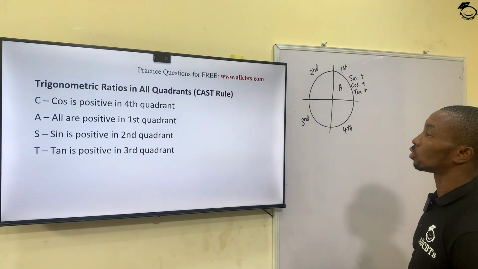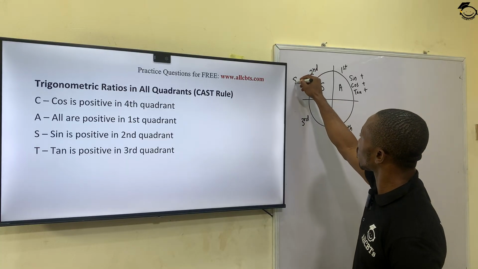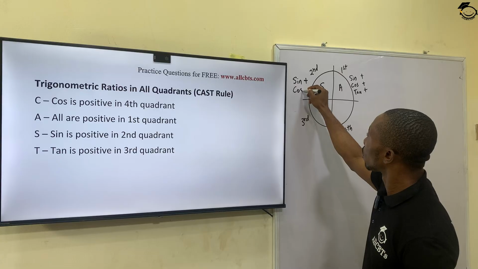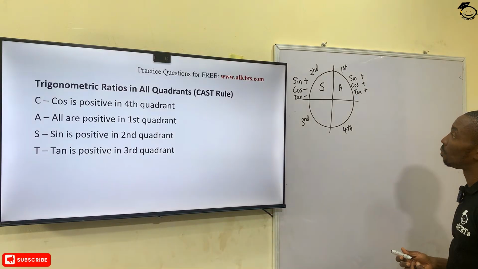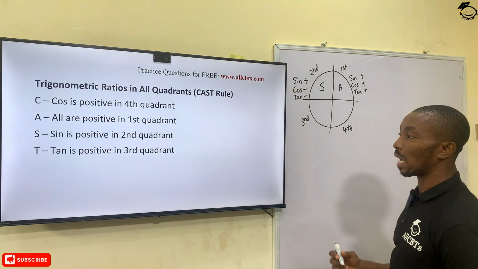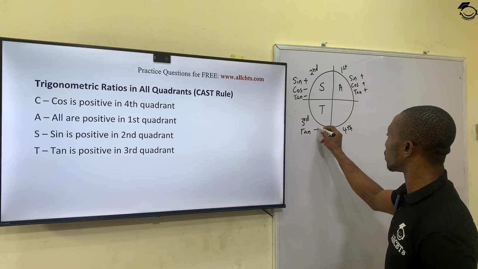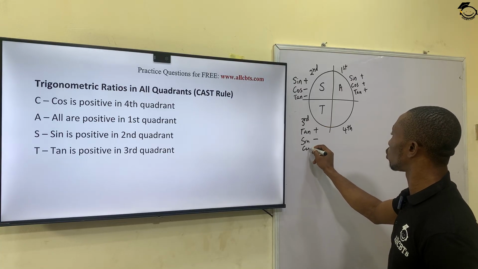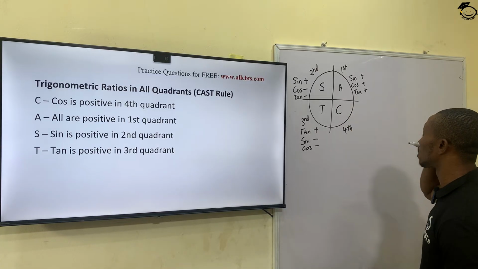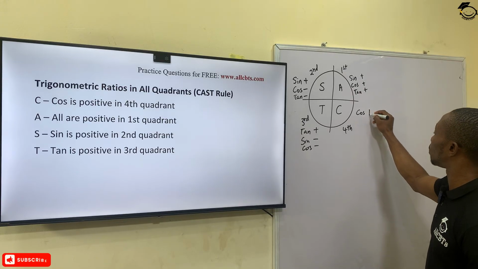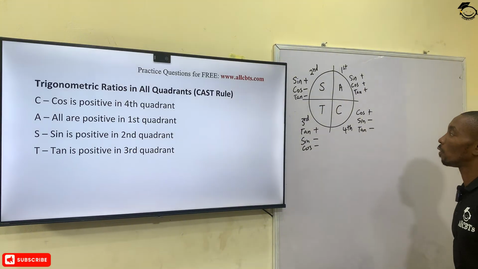Now, in the second quadrant, only sine is positive. Okay, that means in your second quadrant, you have sine to be positive, cosine is negative, and tan is negative. All right, now, in the third quadrant, only tan is positive. Okay, you have your tan to be positive, sine is negative, and cosine is negative. And in the fourth quadrant, only cosine is positive. So cosine is positive, sine is negative, and tan is negative in your fourth quadrant.